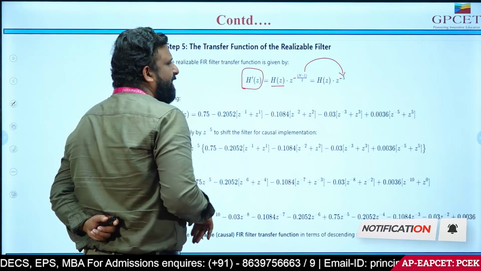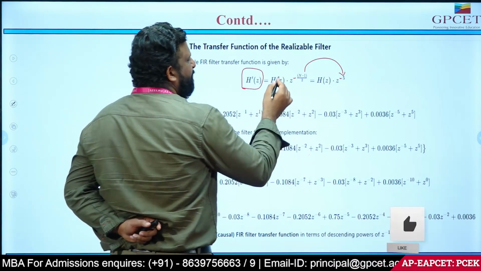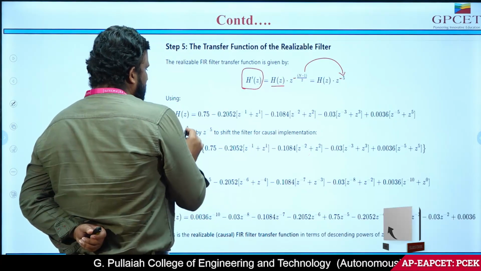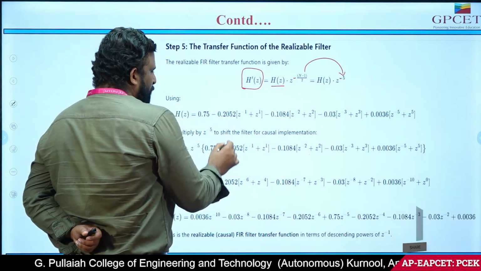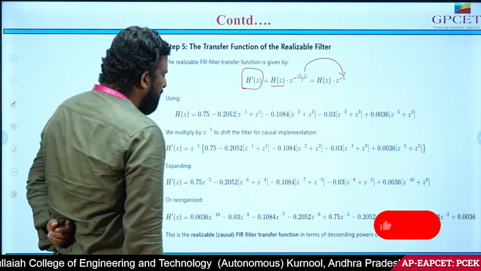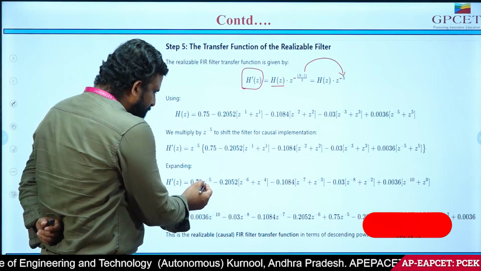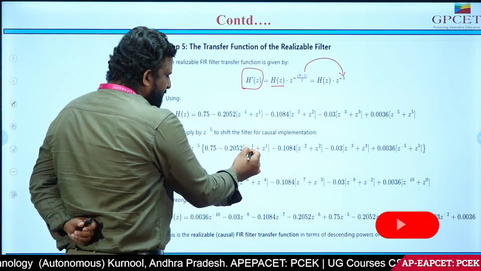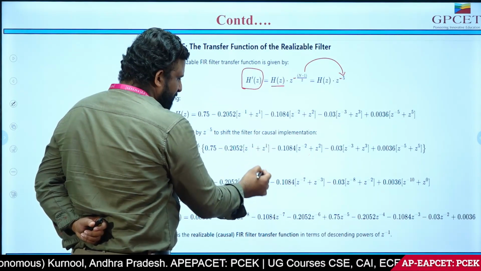Here, what is the value? Here n is equal to 11. That's why we are multiplying that particular transfer function with z power minus 5. So see here, we are multiplying z power minus 5. After multiplying all by z power minus 5, you can see z power minus 5 into 0.75, z power minus 5 into z power minus 1 into z power minus 1, z power 1.